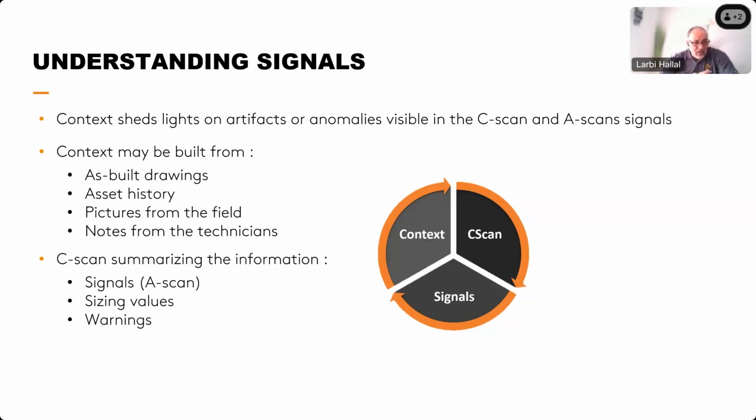Your C-scan at the end will summarize all the A-scans, all the data, all the spots that have been inspected across the surface of your component. It will also give you some sizing values, either in millimeters or in percentage of wall loss or remaining wall. And you will also have some warnings. So when the system detects problems like saturation, overspeed, weak signals or saturated signals, it will highlight that live during the inspection.